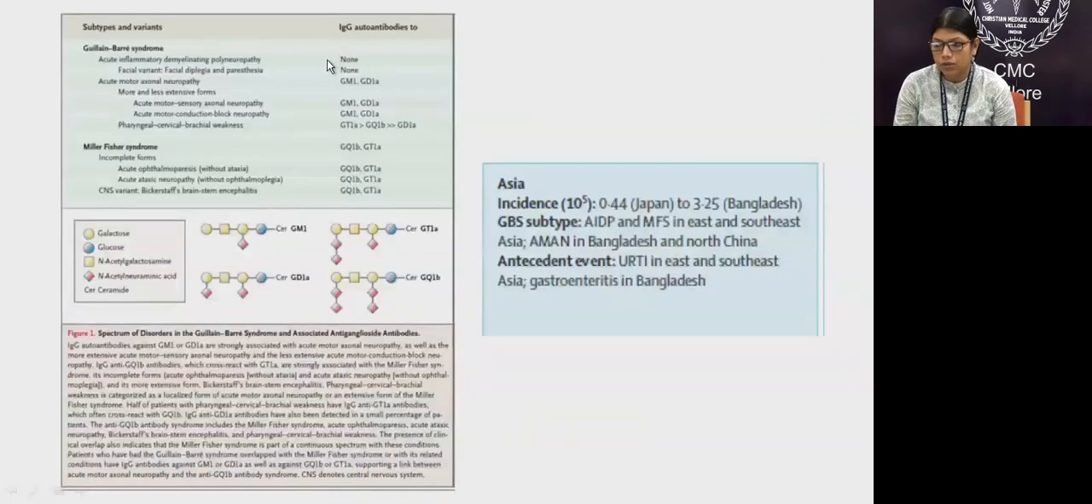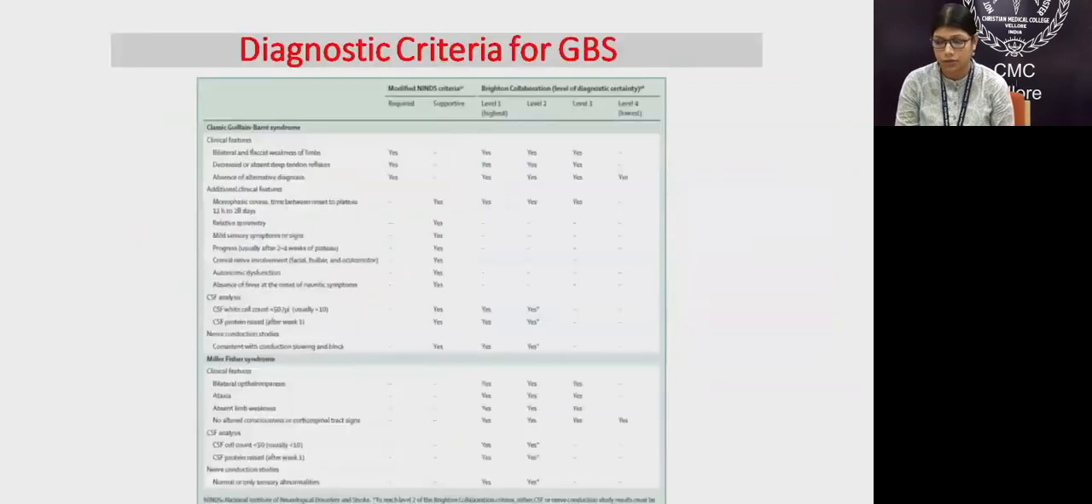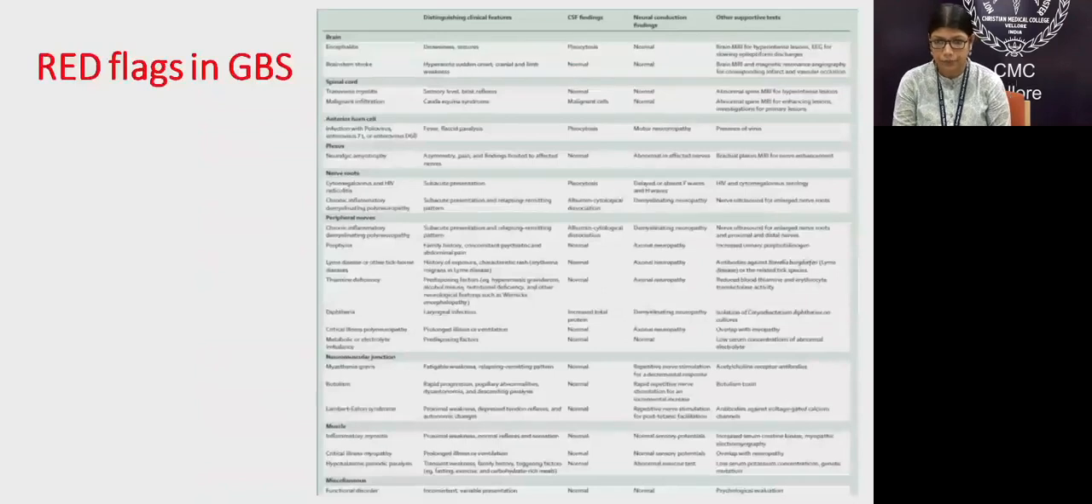So we know GM1, GD1a, and GQ1b are the most common autoantibodies which are seen. But again, this can be seen only in 20 to 30% of patients. So absence of these does not mean that the patient does not have Miller-Fisher or AIDP or AMAN, because as I said, GBS is always a clinical diagnosis. So there are certain criteria, Brighton's criteria and NINDS criteria, which help us to diagnose. I won't go into detail with them, just to know that there are certain criteria for GBS.